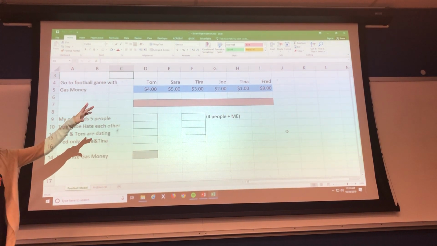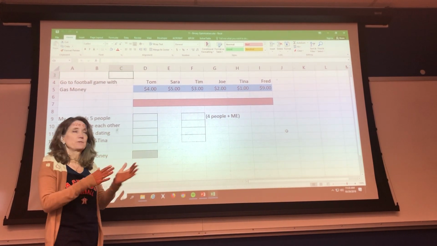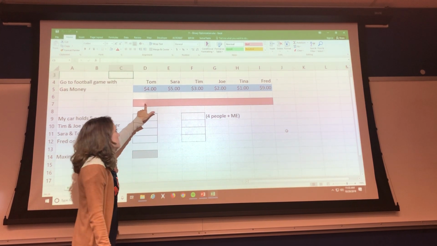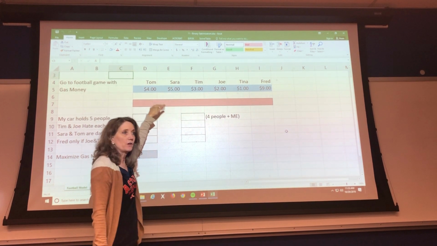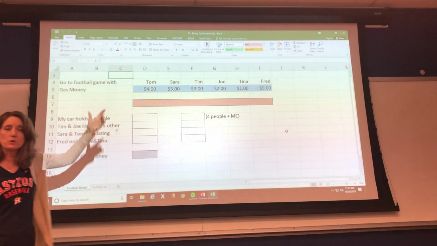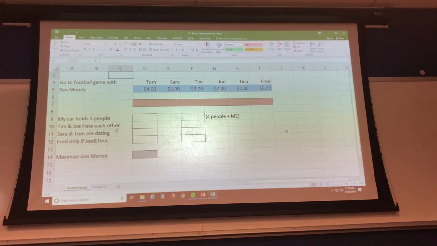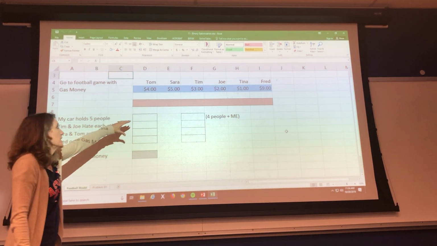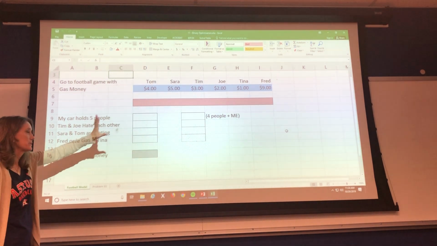Okay, here's our football gas money situation. We've got our 6 friends listed here. What you see right below it is how much gas money each of them was willing to contribute. What we're going to ask Excel to do is put binary variables into these cells saying 0 or 1: they go, they don't go, whichever it is. But we did have all those dysfunctional constraints we have to deal with. The car one is not a dysfunctional one, but the rest are. We have the car situation, Tim and Joe hating each other, Sarah and Tom dating, and Fred only going under certain conditions. So we've got to account for those.